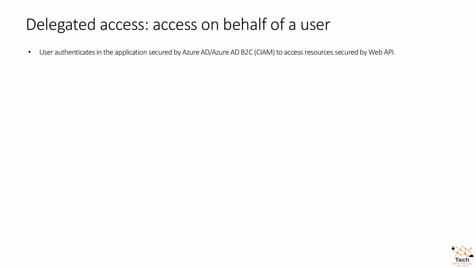So let's start with delegated access, so access on behalf of a user. The user authenticates in the application secured by Microsoft Identity Platform, so Azure AD or Azure AD B2C, to access resources secured by a Web API. So it's a typical scenario where there is a web application or mobile application, the user clicks the login button, is redirected to the login page of Azure AD or Azure AD B2C, provides a set of credentials, and then once the authentication is successful, the application obtains tokens: ID token, access token, and refresh token.